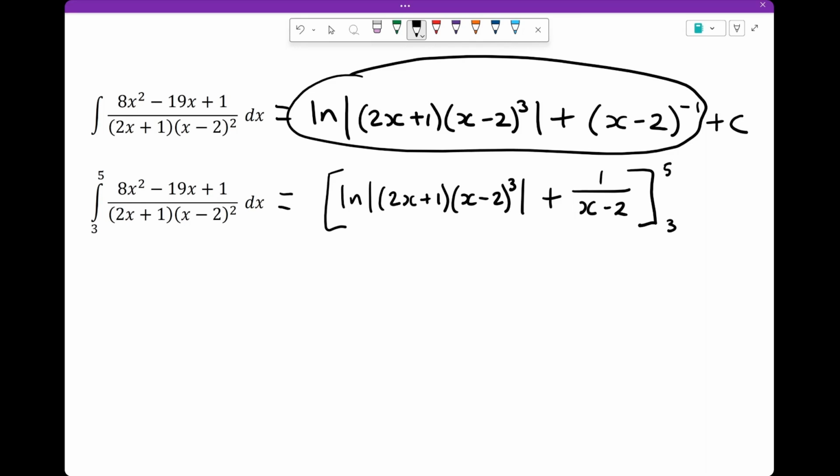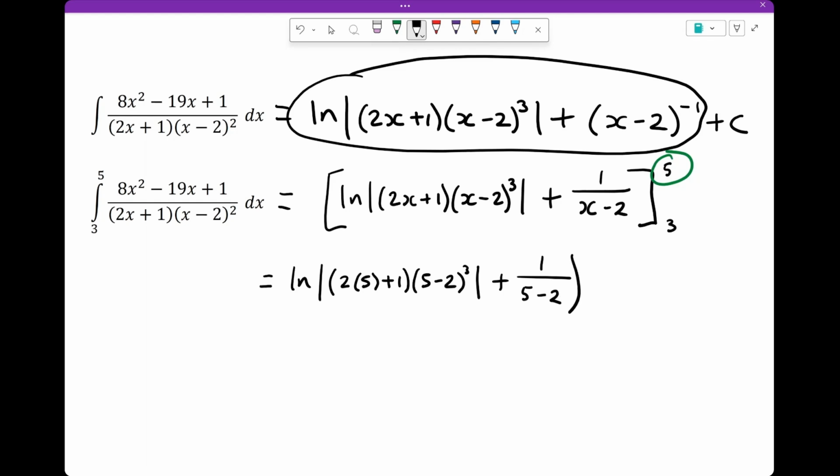Now let's start substituting my limits in. So we're going to start with the 5, our upper limit as usual. So we're going to write equals, and then we're going to substitute in the 5. So we get the natural logarithm of the modulus of 2 lots of 5 plus 1 multiplied by 5, subtract 2 to the power of 3, and then close my modulus, and then plus 1 divided by 5 subtract 2, like that. And I will put that all in brackets because that's my complete substitution with the 5.